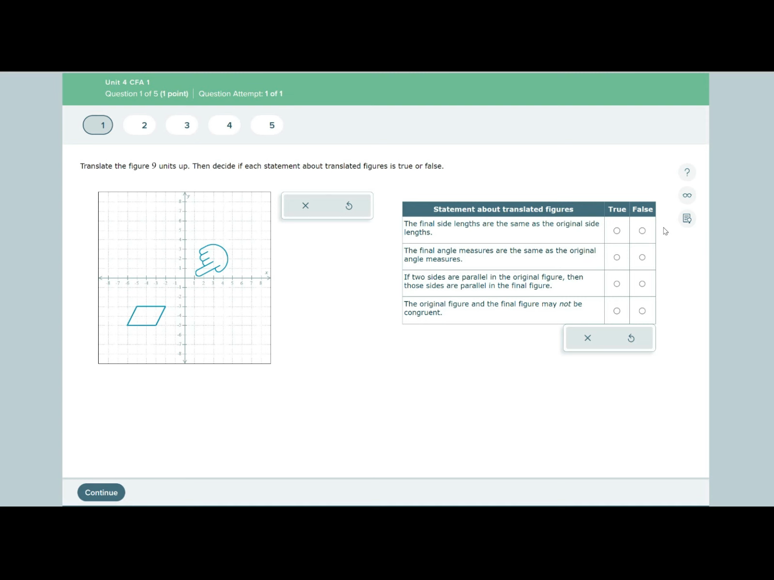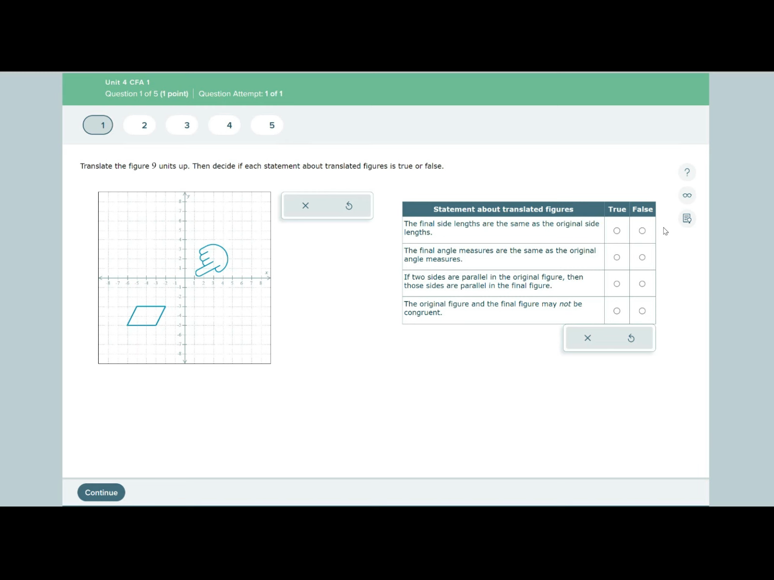In this video, I'm gonna walk you through Unit 4, CFA 1. Please get logged into your Alex, go to Unit 4, CFA 1. This is an easy quiz, there's only 5 questions, and I believe there's no calculation here. It's just testing your understanding of translation, reflection, rotation, and dilation, which the big term is transformation, which is the word that stands for type of transformation.